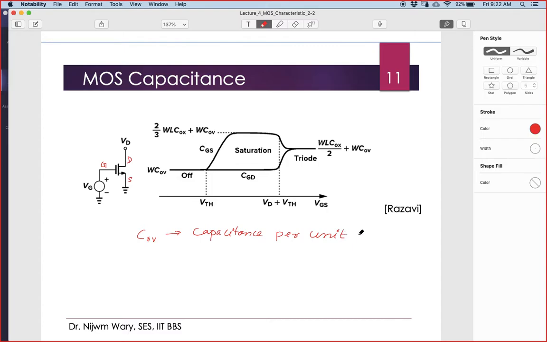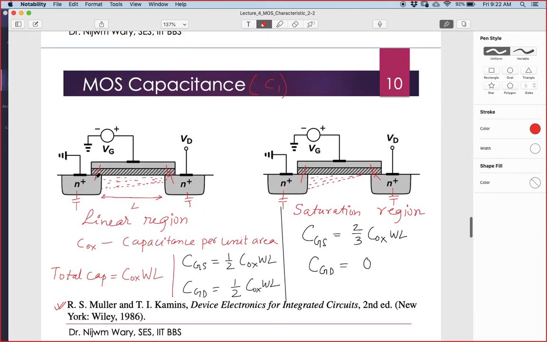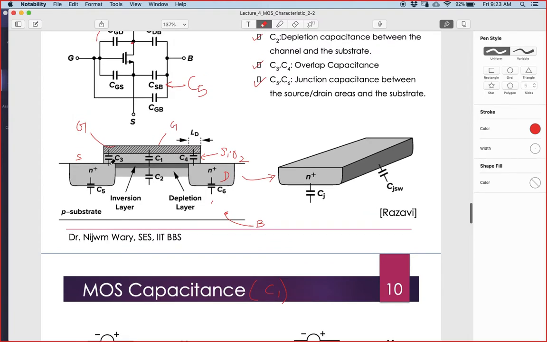It's defined as per unit length, COV. That's why the total capacitance becomes W into COV. So the overlap capacitance is this overlap capacitance. It is defined as capacitance per unit length, so length means in terms of this W. If I multiply this W with COV, then I will get this overlap capacitance.